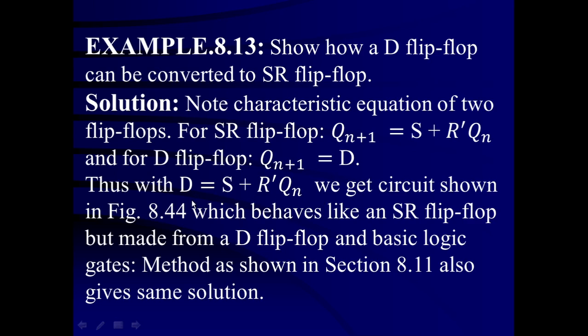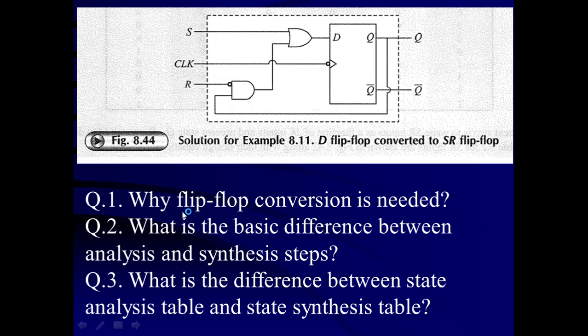We get the circuit shown in figure 8.44, which behaves like an SR flip-flop but is made from the D flip-flop and basic logic gates. The method as shown in section 8.11 also gives the same solution. So this is your D flip-flop. We want to convert it into the SR flip-flop. So what is the requirement?